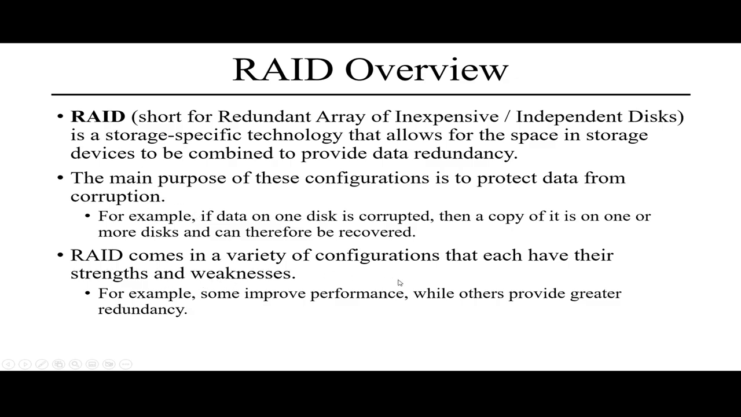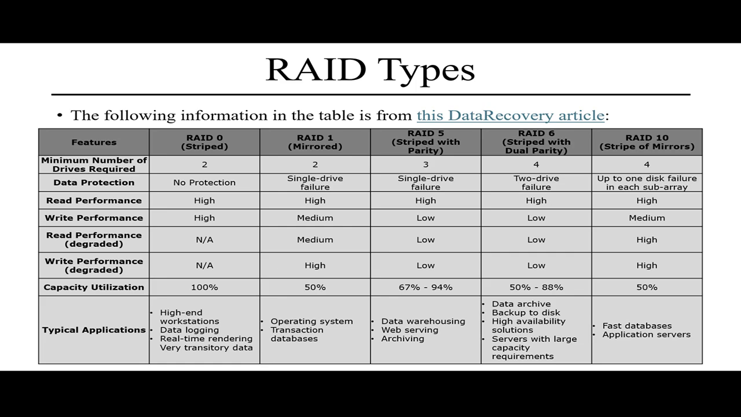RAID comes in a variety of configurations that each have their strengths and weaknesses. For example, there are some that favor performance, while others provide greater redundancy. Now, in this table from data recovery, I've listed the most common RAID types that you see in classes and probably in the real world. I will note that there are actually a lot more versions of RAID than this. There are many, many more. I won't cover the ones that aren't really all that important, so I'll just give an overview of these.